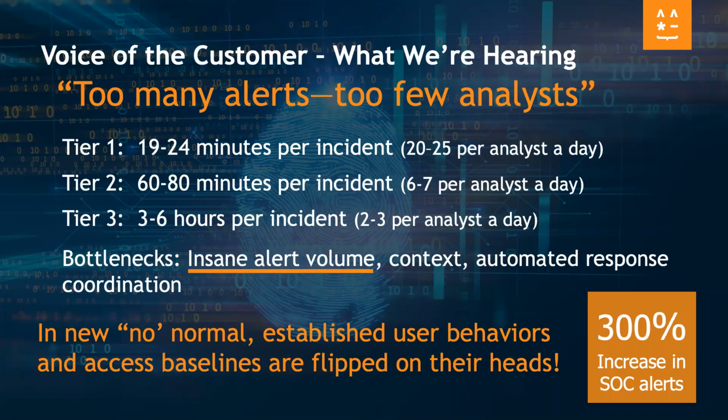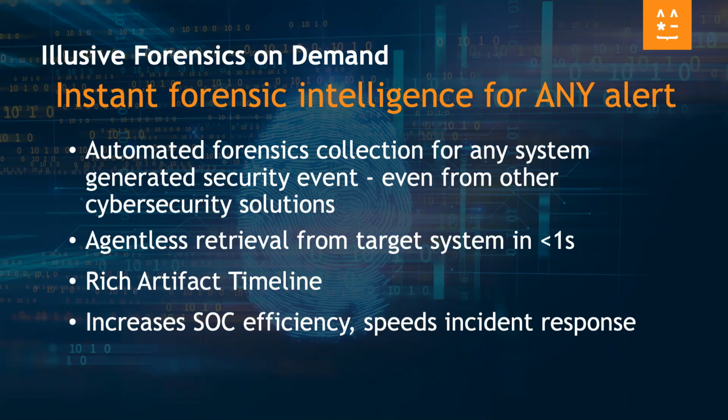So the bottleneck is basically we have too many alerts coming in all at once, and therefore there needs to be more automation, response, and coordination. So that's where we come in. When we use instant forensic intelligence for any alert, we have the ability to automate our forensic collection on any system, either generated through Illusive itself or generated through one of your security platforms.